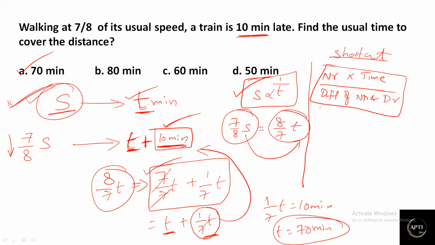If you remember this, it's a matter of less than 10 seconds to calculate. What is the numerator value in the given fraction? 7 by 8. Numerator is 7, right? Numerator is 7 into what is the time given? 10, divided by what is the difference between numerator and denominator? Numerator is 7, denominator is 8. What is the difference between 8 and 7? 1. That's it. 7 into 10 is 70 minutes. So this will be the final answer for this question.